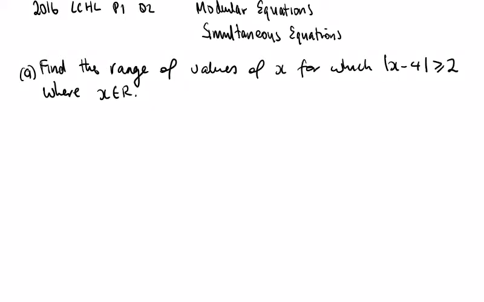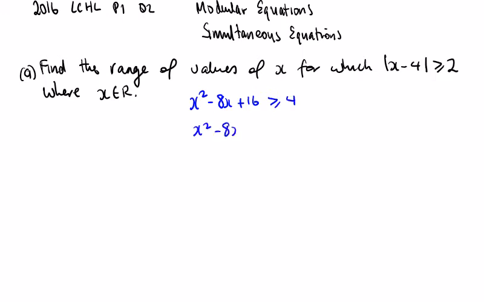Part A of this 2016 Leaving Cert High Level Paper 1 Question 2 is a modular equation. We find the range of values for x for which the absolute value of x minus 4 is greater than or equal to 2. Let's solve it algebraically and then look at a graph to find exactly where the solutions are. So if we square both sides, we get x squared minus 8x plus 16 is greater than or equal to 2 squared, which is 4.